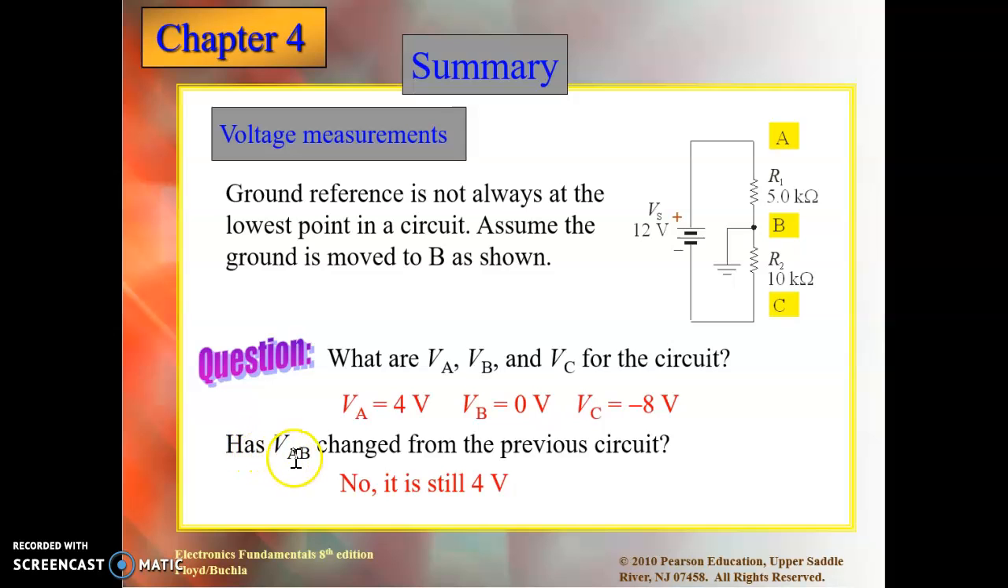Has VAB changed from the previous circuit? No, it is the same. It is the same because VAB was just the voltage across R1, so that one doesn't change, it stays like that.